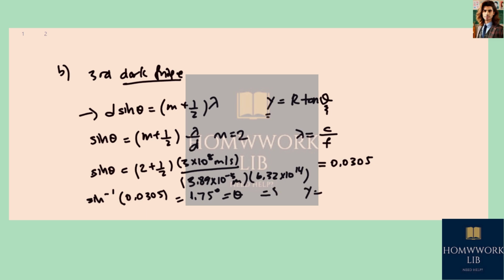Now, if you want to know where it's located, then we do R tangent theta. R was 85 centimeters, which is 0.85 meters, times tangent of 1.75 degree angle. It would give us 2.6 times 10 to the power of negative 2 meters.